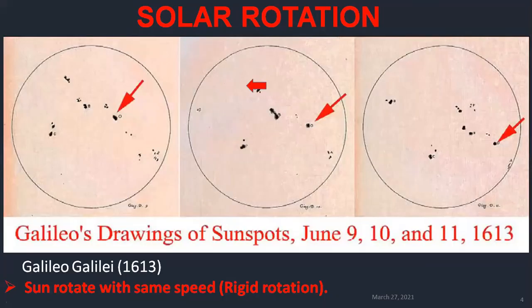Now, I would like to discuss some basic concepts of solar rotation. Galileo Galilei was the first astronomer who observed sunspots, from June 9 to 11, 1613, and by making drawings of the sunspots, he found that the sun rotates about its own axis. He also found that all the sunspots rotate with the same angular velocity. So this type of rotational profile is called rigid rotation.